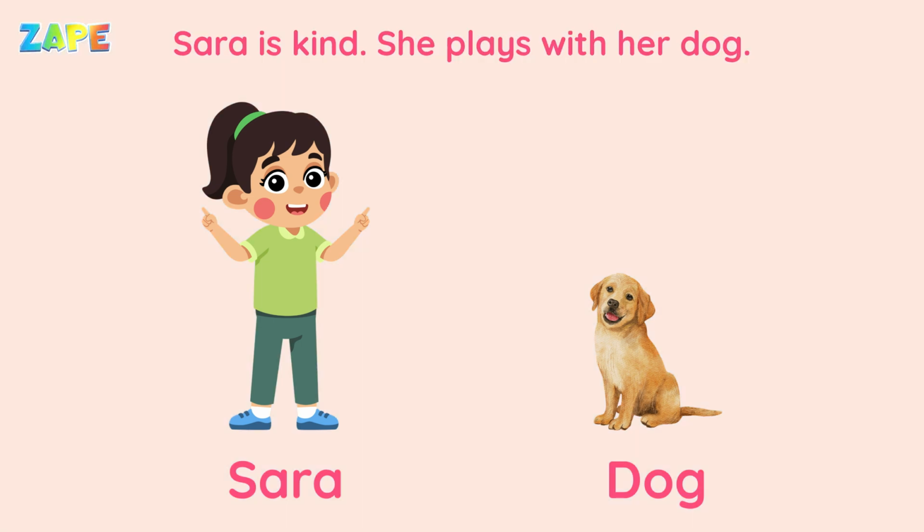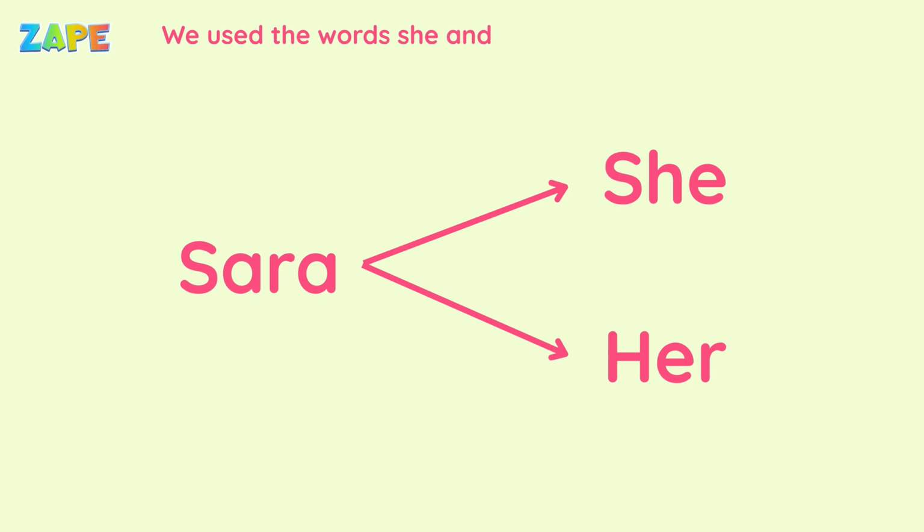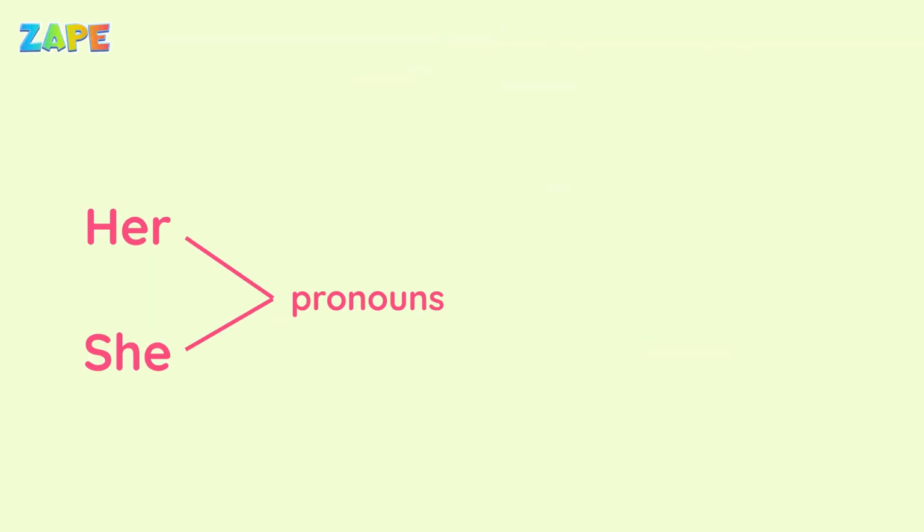Now look again. Sarah is kind. She plays with her dog. Much better, right? We use the words she and her instead of saying Sarah many times. Those words are called pronouns. They take the place of a noun.